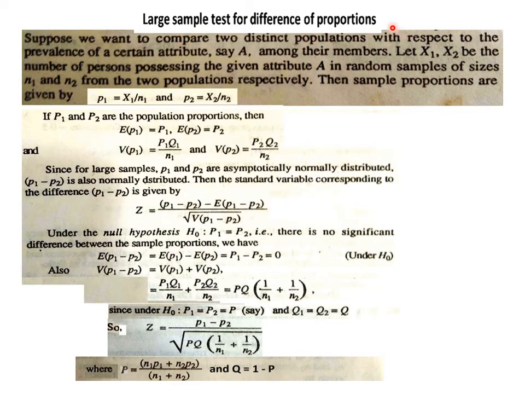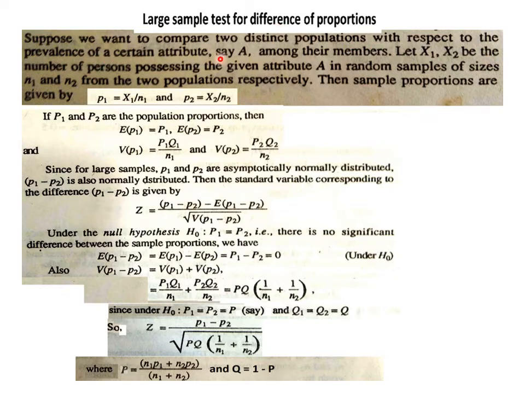Certain background is to be discussed before discussing anything. Suppose we want to compare two distinct populations. If you remember, in the previous lecture when we discussed the large sample test for a single proportion, there was only one population containing n members. Here we have two distinct populations. That's how the difference of proportions will develop with respect to the prevalence of a certain attribute.